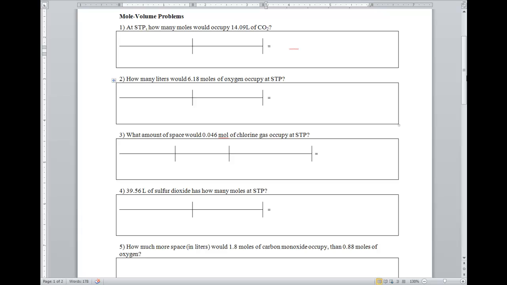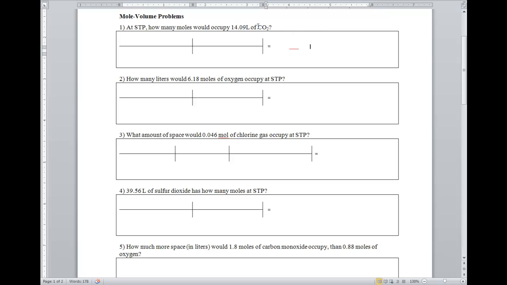So what this video is going to be looking at is molar volume calculations. That means relating the moles of a particular substance, say 1 mole of a particular substance, and how much space that substance is going to take up. Now before we get into the calculations, just a couple of things that we need to address.